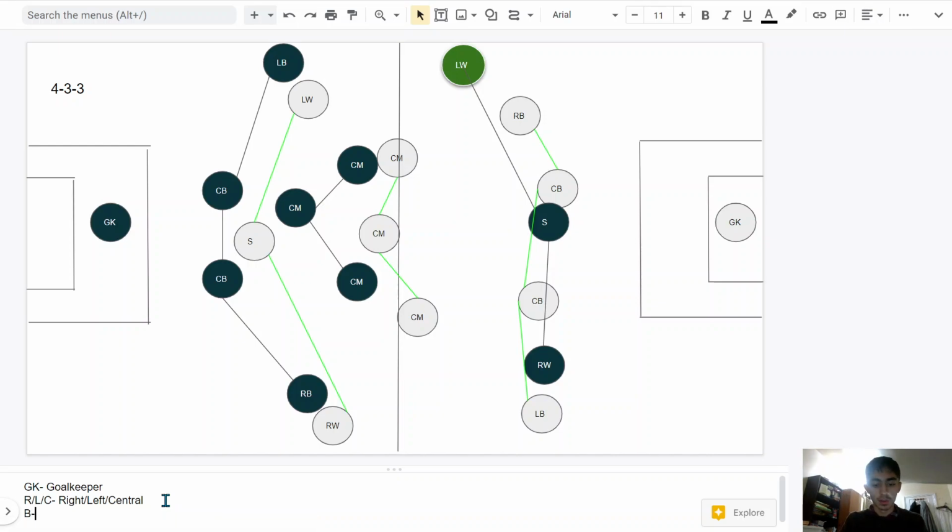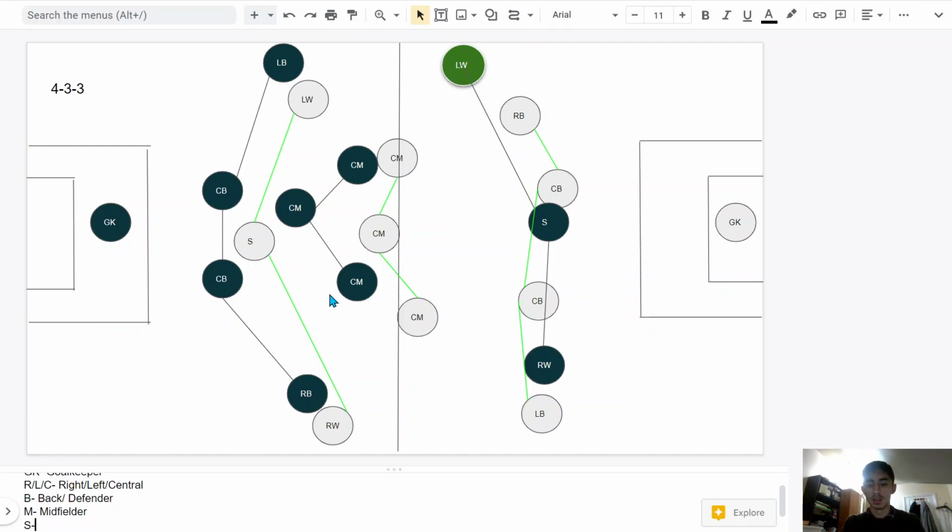B stands for back, or in other words, CB would be center back or central defender. And M stands for midfielder.